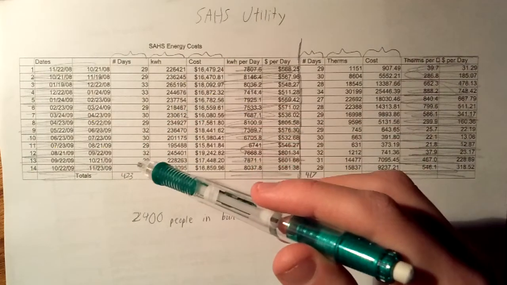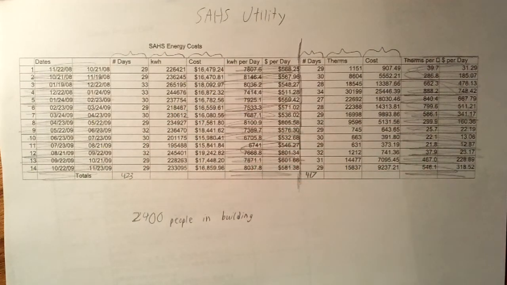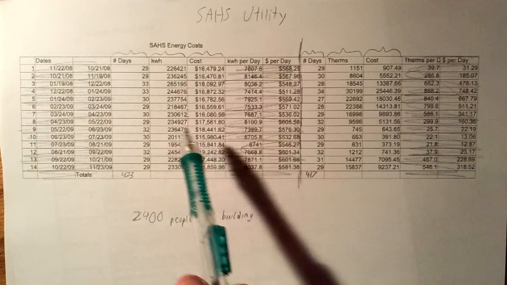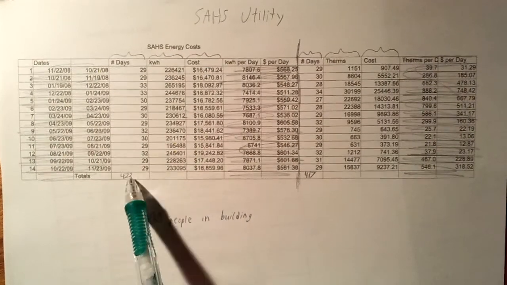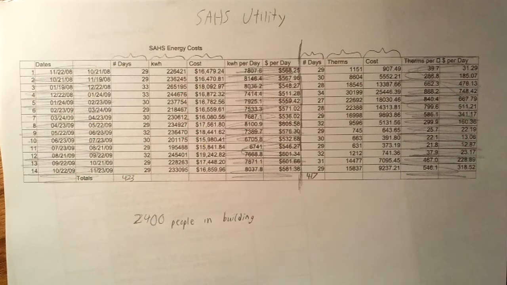And you add up the number of days, and for both of these it's not 365, so when you get these totals for electricity, let's say you want to divide this by 423 and then multiply it by 365, because you want it to be for a year, not 423 days, because obviously that's more than a year. Same thing with the gas.